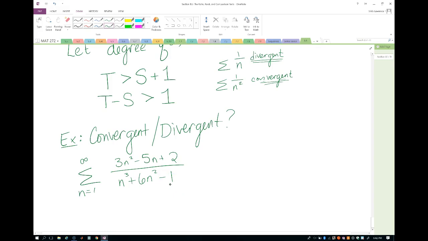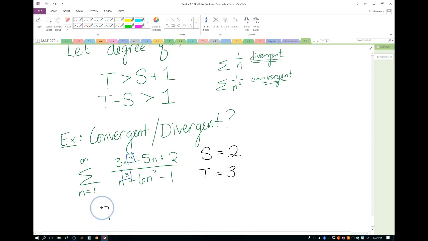Now we don't have to try to do any crazy integral tests, and we don't need to do the comparison tests either, which make us have a guess ahead of time of what's happening. We can do the polynomial test on this since we've got a rational expression with a polynomial in the numerator and denominator, and we see the degree of our numerator, which we called S, is 2. The degree of our denominator, which we called T, is 3.